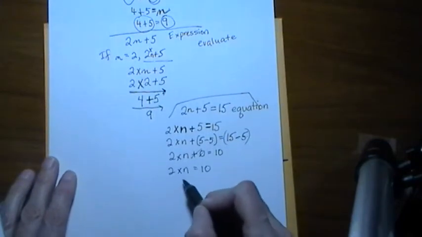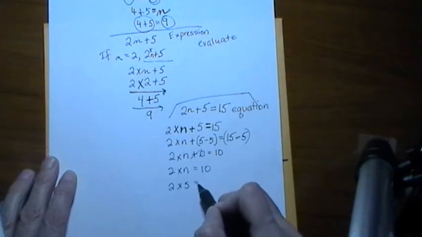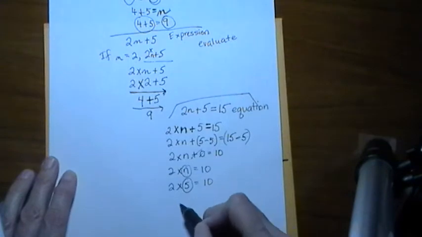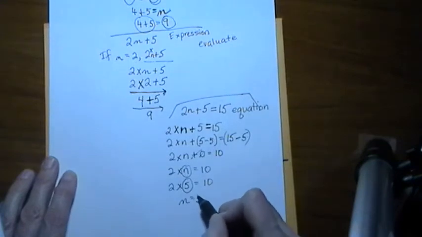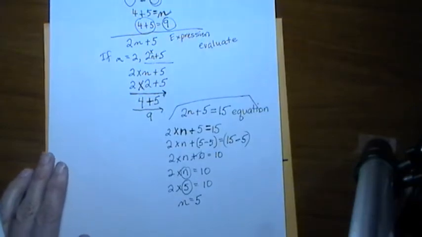So I think at this point you can see what the answer would be. 2 times 5 equals 10. So n must be equal to 5. n equals 5. And that's how you solve an equation.